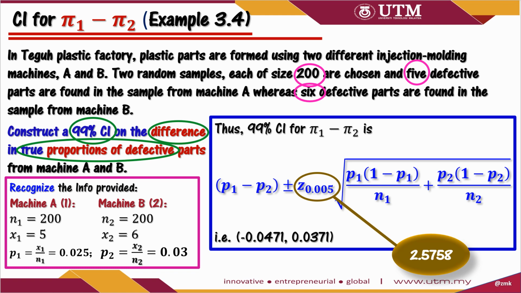What about the margin of error in this question? Here, the margin of error is the multiplication of z-score and the estimated standard error of the sampling random variable P1 minus P2. The margin of error is the multiplication of z0.005 and the estimated standard error of the sampling random variable P1 minus P2, which is given by the square root of P1 times 1 minus P1 over N1 plus P2 times 1 minus P2 over N2.